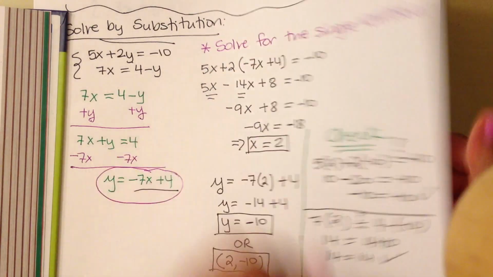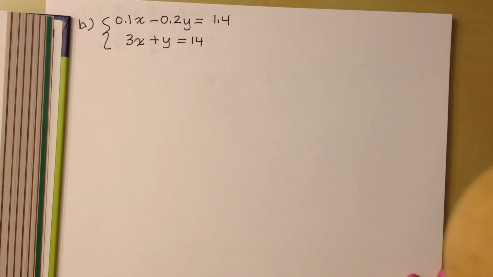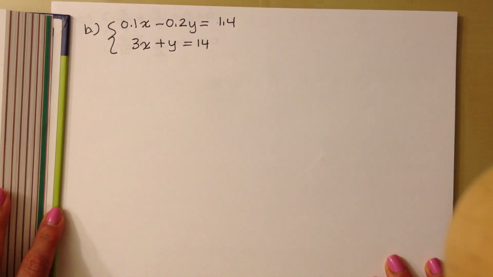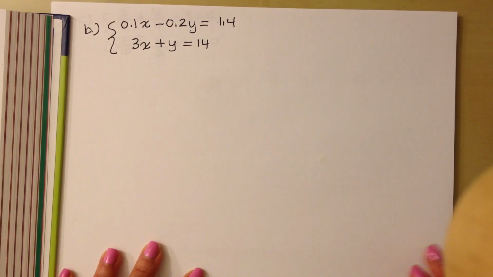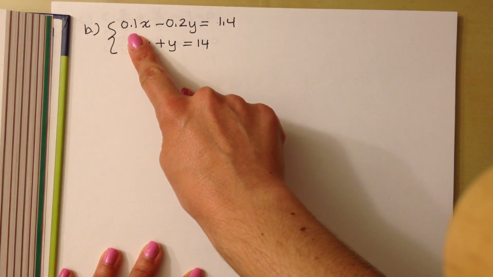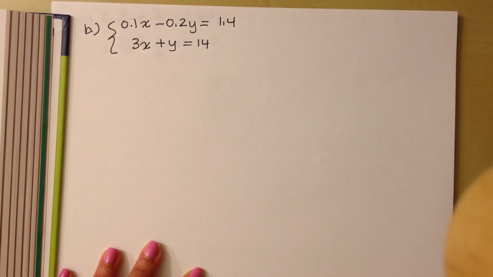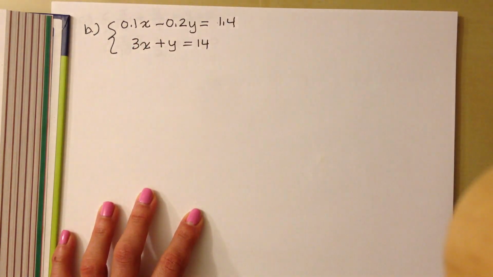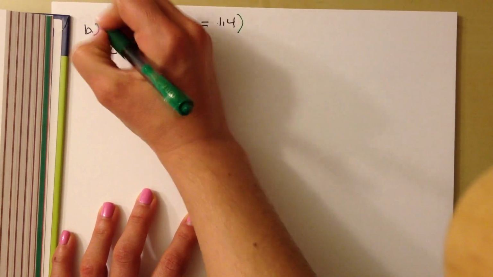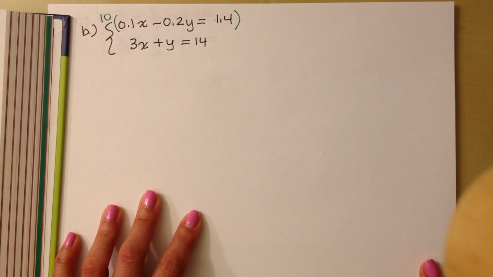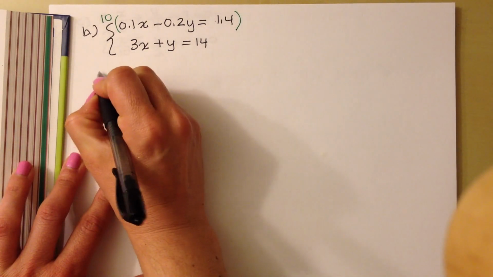Let's look at the second example. Okay, this second example contains decimals in the first equation. If you see decimals, what we need to do is multiply here by 10, because we just need to move the decimal one place to the right. So multiply through every single part by 10. All right, so if we do that, let me just write this out. So we're multiplying by 10, which again moves the decimal one place to the right, which will give us the following.